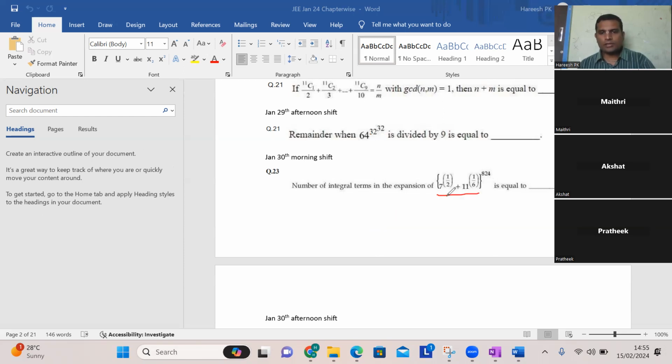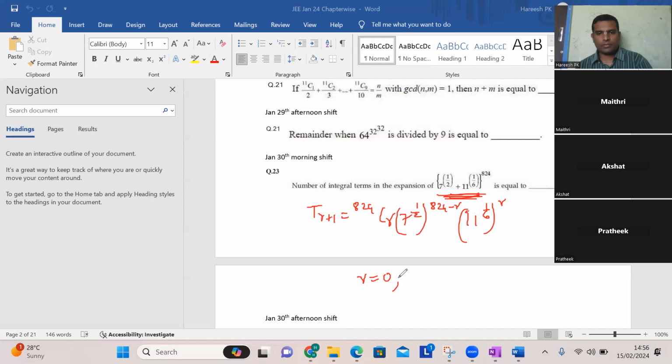This was an easy question. Even this one is very easy, isn't it? Yes or no? Yes, sir. All you have to do is you have to write T(r+1). T(r+1) is 824 C r into 7 power 1 by 2 into (824 minus r) into 11 power 1 by 6 power r. So what all values of r can I put? Can I put r as 0? Yes. Isn't it? I can put.